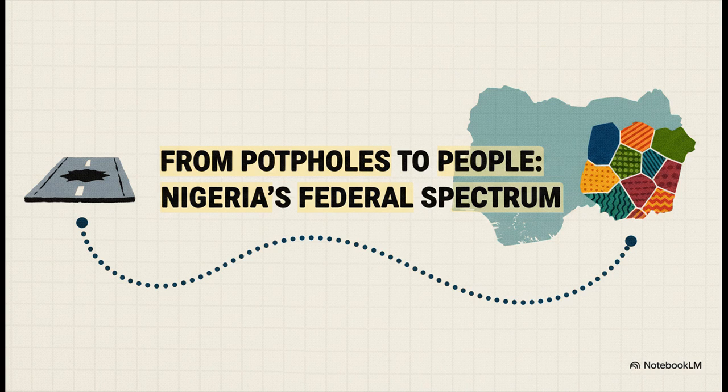Seriously. In a unitary state, getting a pothole fixed might actually involve the national government. In a federal state, no way. That's a local problem. And think about a country like Nigeria, with over 250 ethnic groups. A federal system that allows regions to reflect their own cultures isn't just a nice idea. It's a critical tool for holding the entire country together.